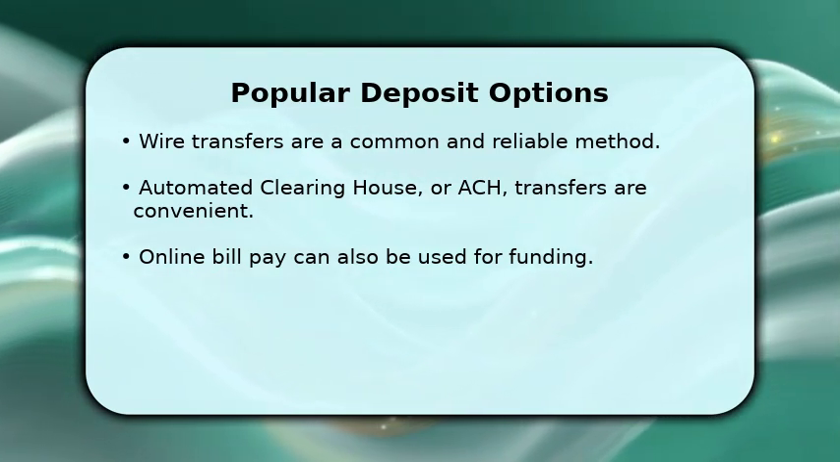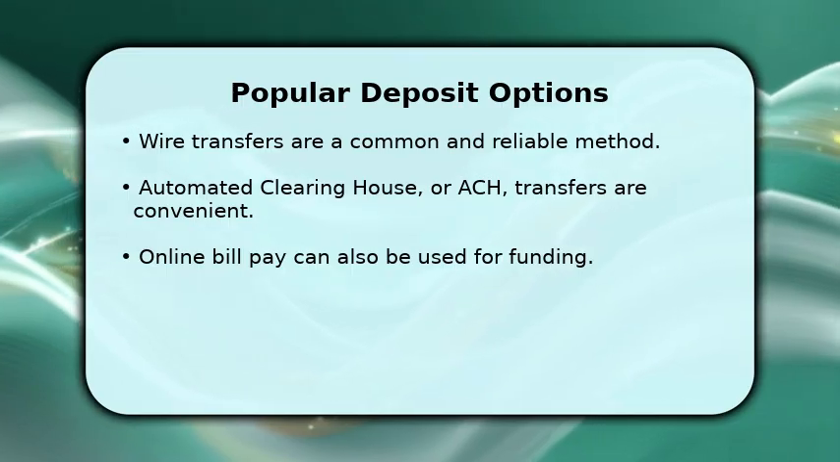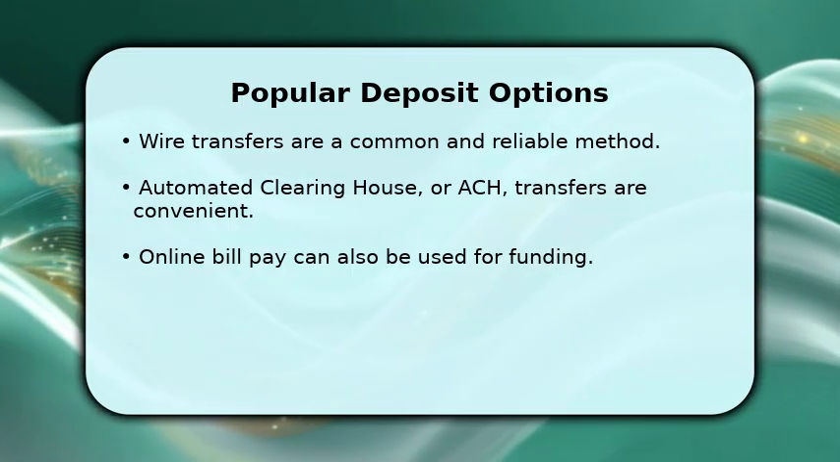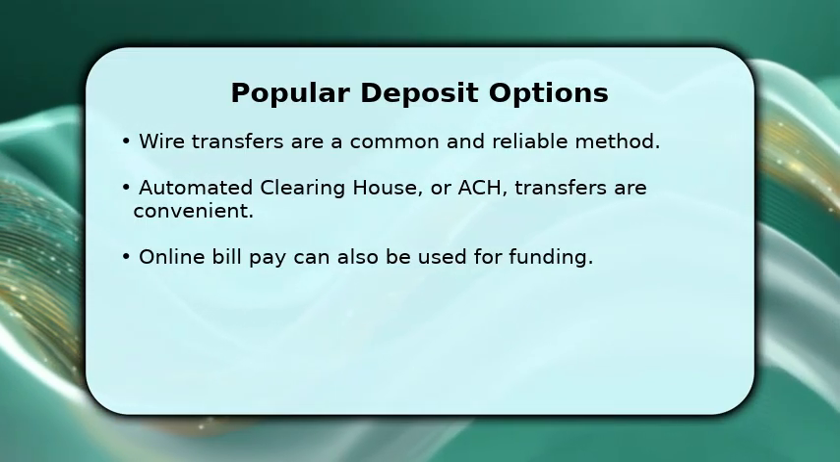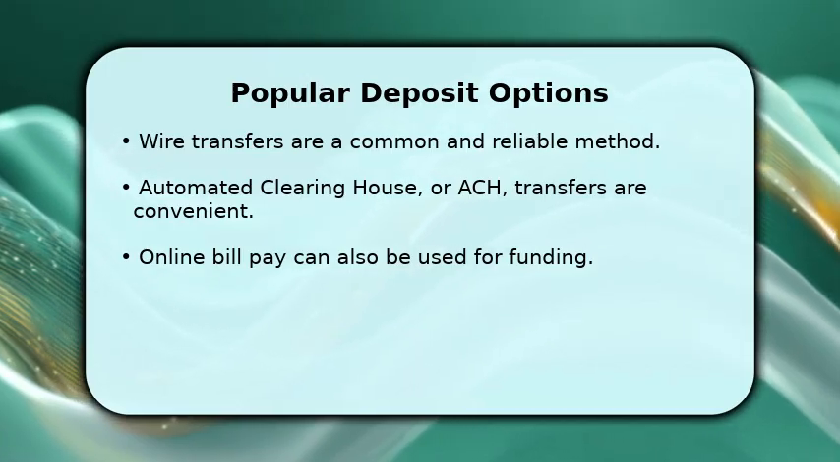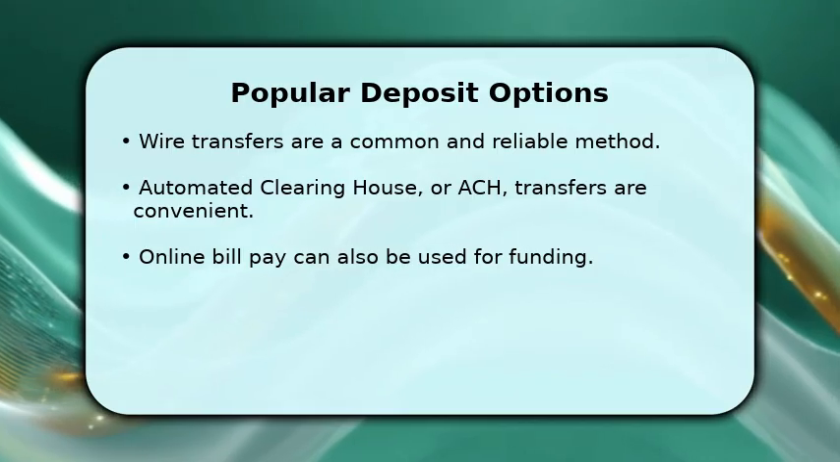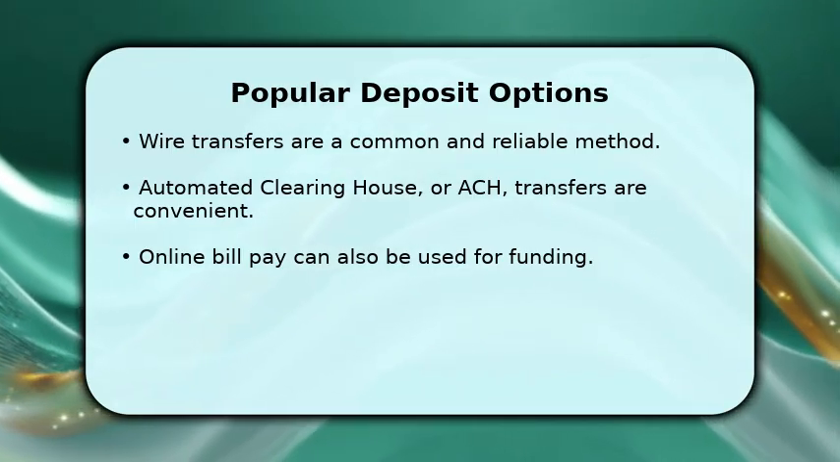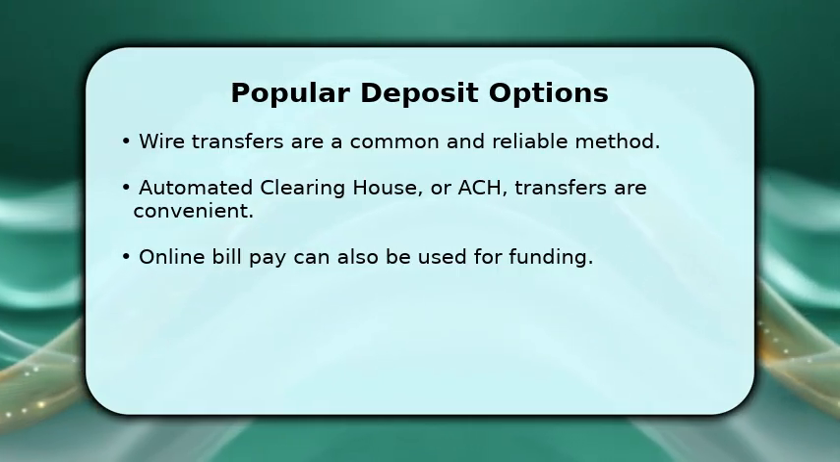Wire transfers are a reliable option, typically taking 1 to 4 business days to process. ACH transfers, or automated clearinghouse, are also widely used, often clearing within 1 to 4 business days. You can also use online bill pay, which may take 1 to 6 business days depending on your bank. Remember to notify Interactive Brokers of your incoming deposit for faster processing.